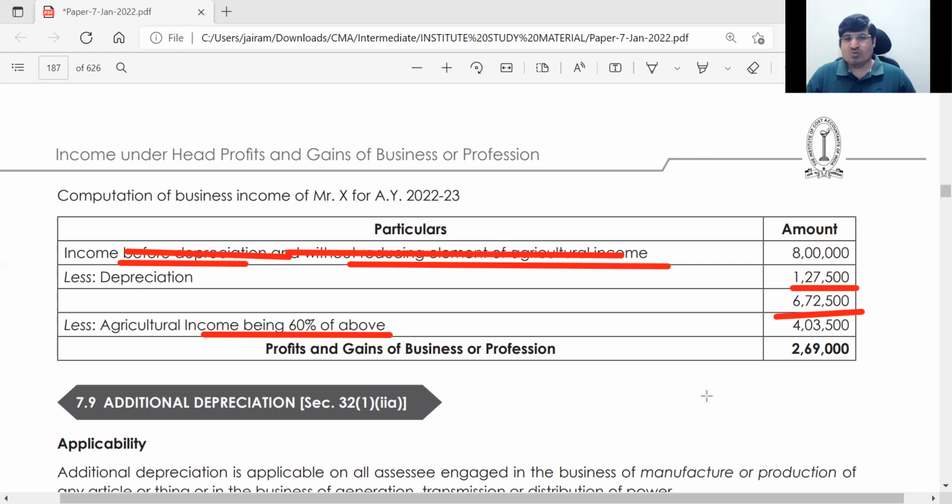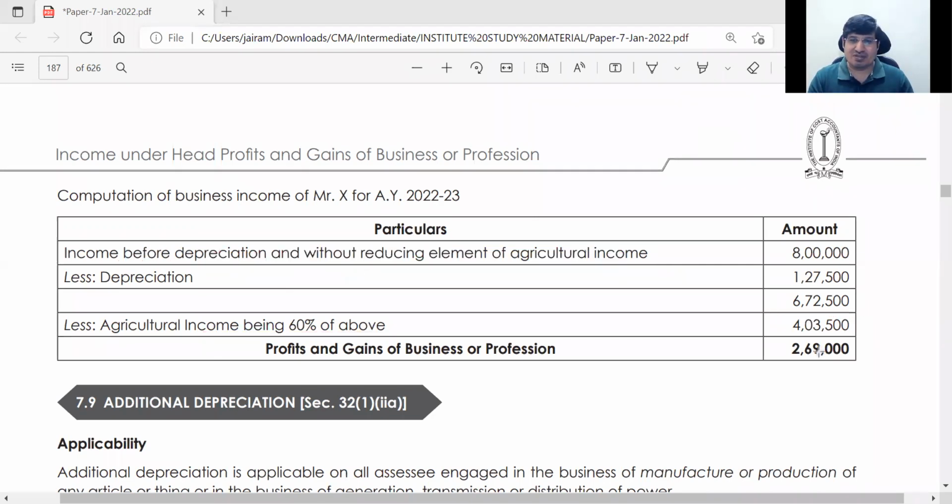So there were two things, and I removed them one by one. First I removed total depreciation, and then I got the total income. Now this is income PGBP plus agricultural income. This one. So this is how it came. Okay, do you understand?